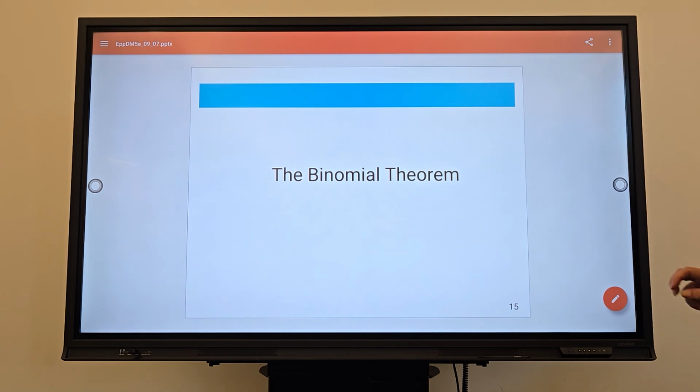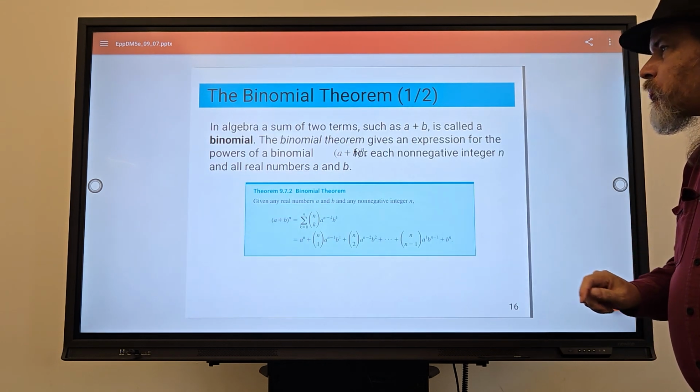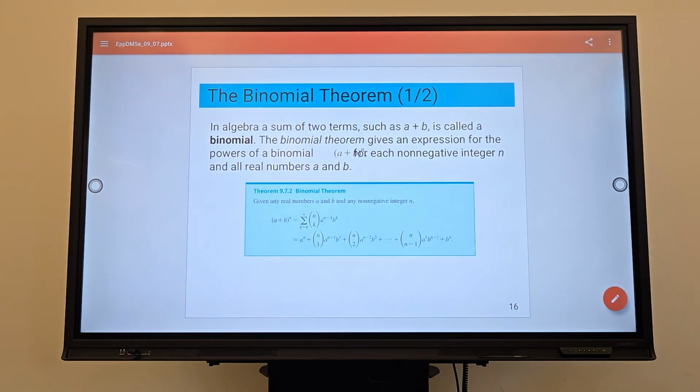The binomial theorem. In algebra, a sum of two terms, such as a plus b, is called a binomial. The binomial theorem gives an expression for the powers of a binomial, a plus b to the nth power, for each non-negative integer n, and for all real numbers a and b.